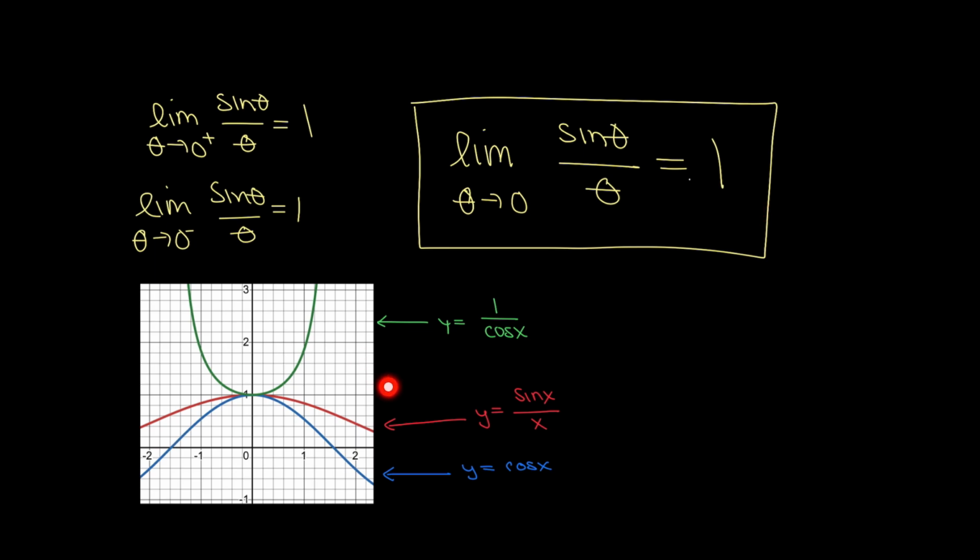And I have a picture of what we've done with the squeeze theorem. In red is the graph of sine x over x. In blue is cosine x. And in green is 1 divided by cosine x, or secant x. And I can see that my red function is lying between the green and the blue one, and they are squeezing together. They all have the same limit of 1 as x goes to 0.